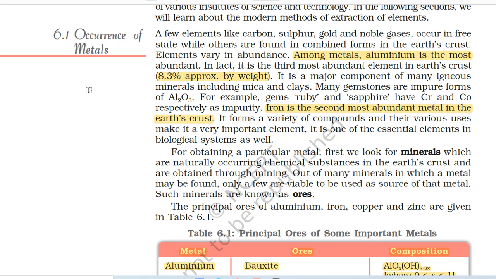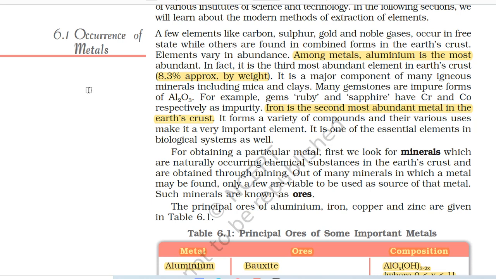It is a major component of many igneous minerals including mica and clays. Many gemstones are impure forms of Al2O3. For example, gems ruby and sapphire have chromium and cobalt respectively as impurity. Iron is the second most abundant metal in the Earth's crust. It forms a variety of compounds and the various uses make it a very important element. It is one of the essential elements in biological systems as well.